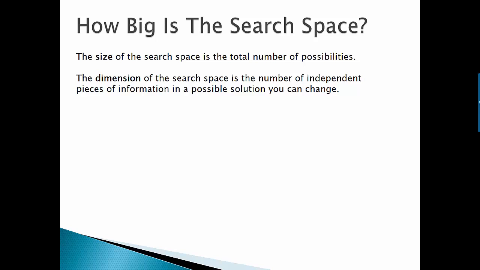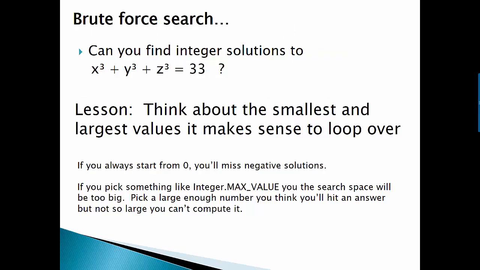But as you can see, it's very easy to come up with larger dimensional search spaces, and the size of the search space can grow quite quickly. So a good takeaway lesson here is if you're going to loop over all the possibilities, you'll use some nested for loops, but pause and think for a minute about the smallest and largest values that it makes sense to loop over, because it's really, really easy to just start at 0 and go up to something in situations where that wouldn't make very much sense.